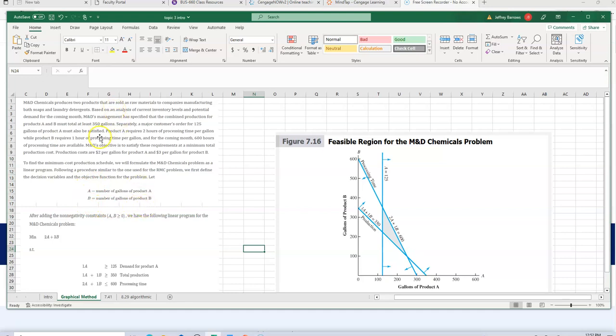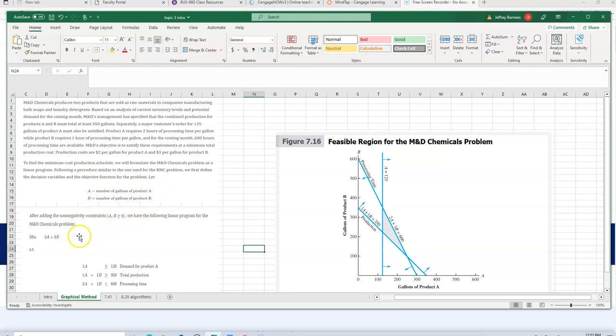Based on the problem we're trying to solve, we have defined two decision variables: A, the number of gallons of product A that will be used, and B, the number of gallons of product B that will be used. If you recall, I said each linear programming problem has three things in common. It has decision variables, which are the things we need to make decisions about within the problem.